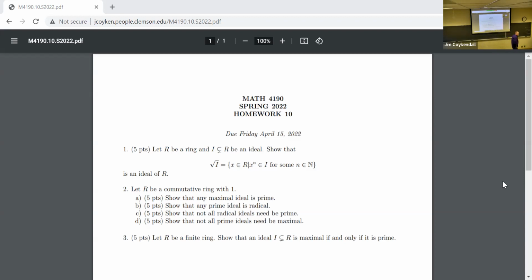And then C, show that not all radical ideals need to be prime, and show that not all prime ideals need to be maximal. By the way, we're going to talk about some examples very early on, and that will help you immensely with that problem.